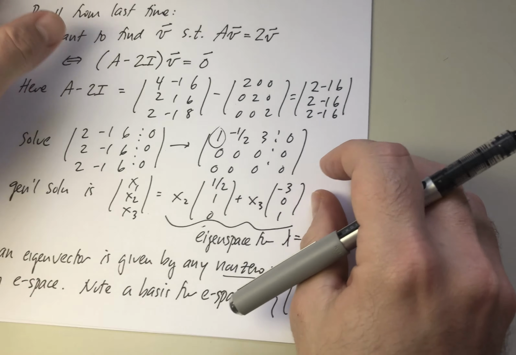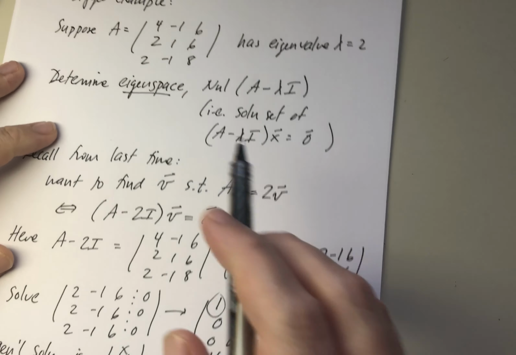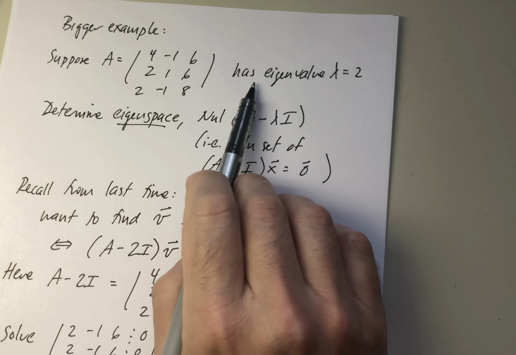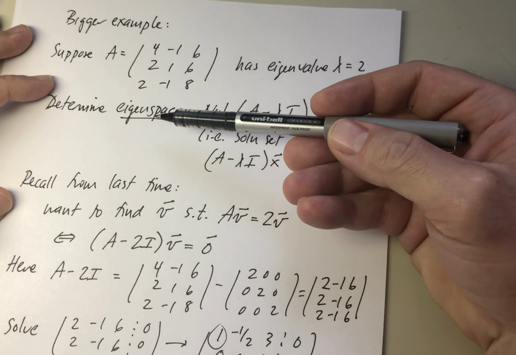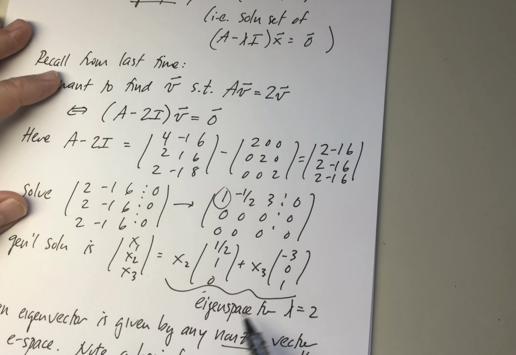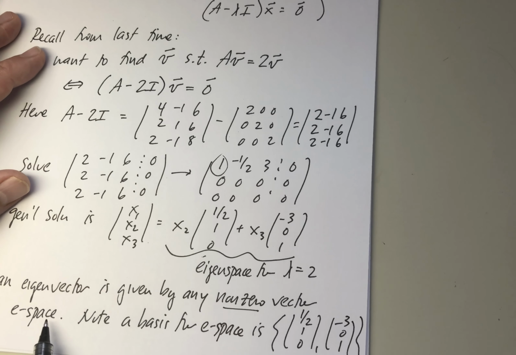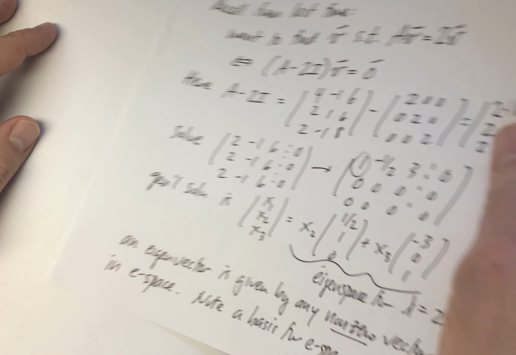Okay, a couple other things I want to mention. Again, this is the main way, let me repeat a little bit: if I've given you a matrix A and I told you the eigenvalue, the way to get eigenvectors is you first determine this eigenspace, and then any non-zero vector in that eigenspace gives you an eigenvector. That's the process for finding eigenvectors given the eigenvalue.